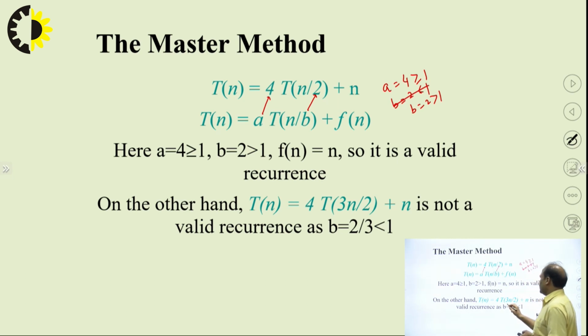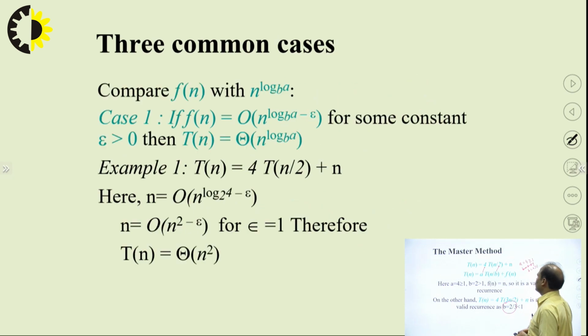On the other hand, if we look at Tn equal to 4 T of 3n by 2, here b is 2 by 3, which is less than 1. So this means that this is not a valid recurrence.